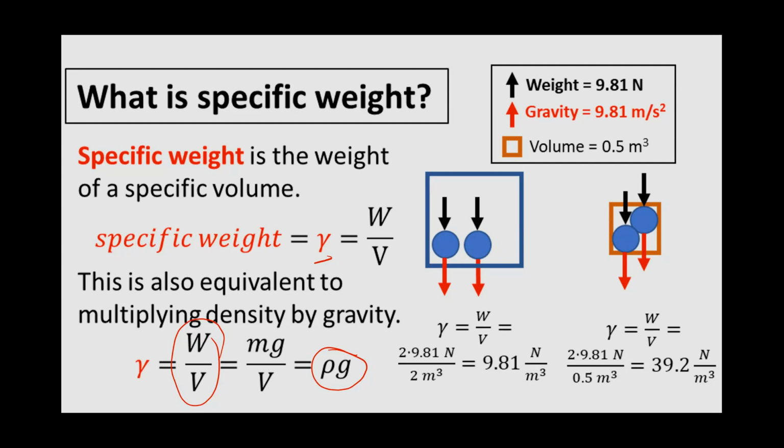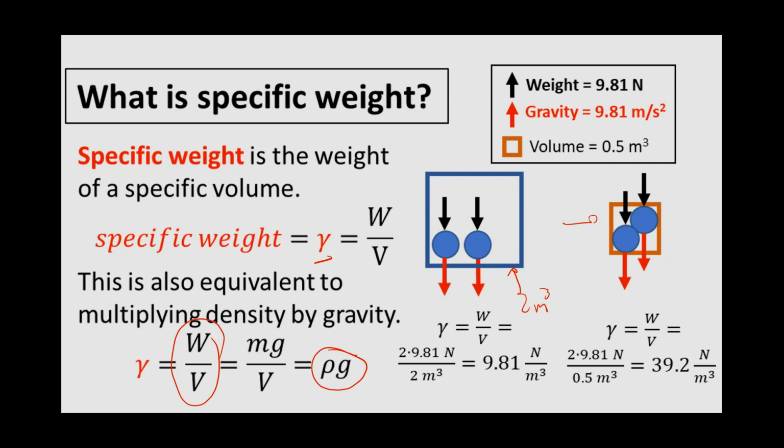Okay, so let's look at this example over here. Once again, we have weights, which in these cases are going to be 9.81 newtons, because these are still 1 kilogram weights. And gravity is going to be 9.81 meters per second squared. So with that in mind, we look at all of these. Well, you see that we have the same weight in both these boxes. However, while this one right here is 2 meters cubed, this other one is only 0.5 meters cubed. And you can see that I tried to visually make it at least somewhat proportional to the volumes. So it's 0.5 meters cubed.